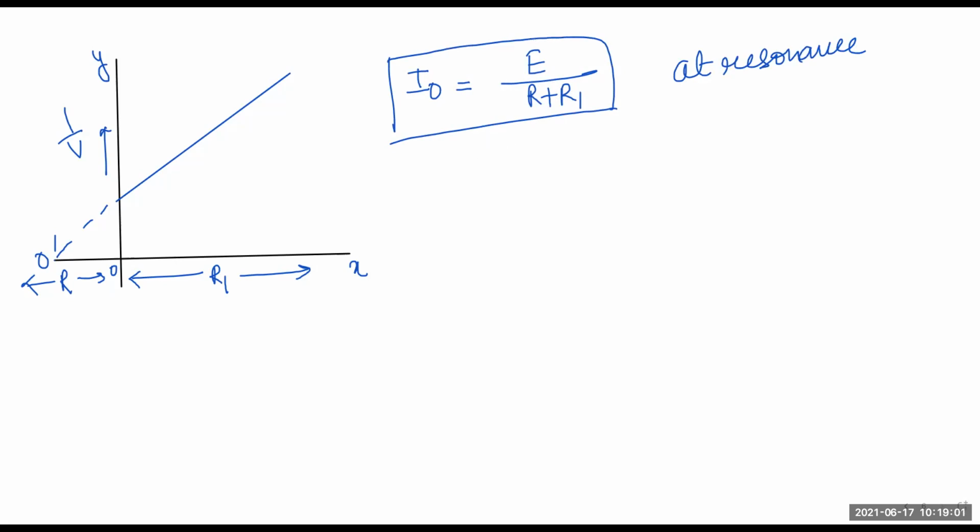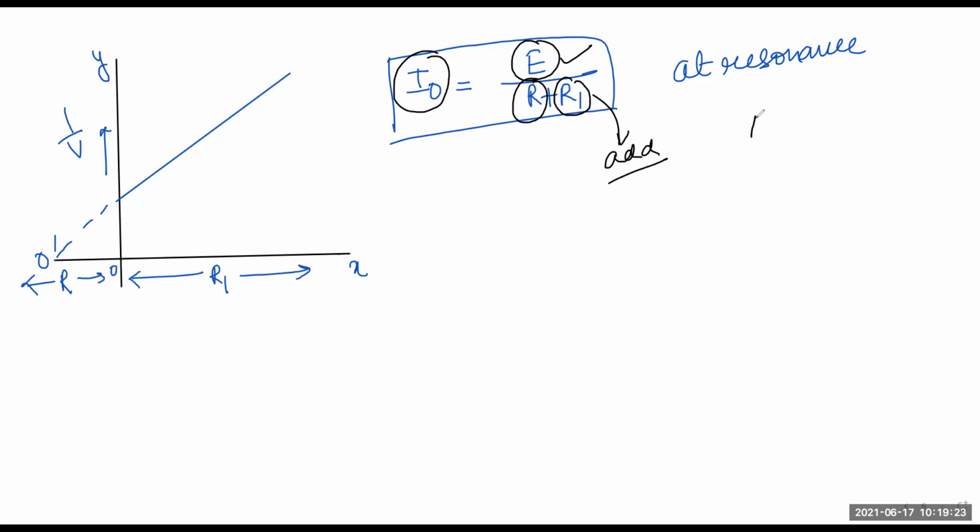First of all, E. E is the EMF induced in the resonance circuit. I0 is the current in the resonance circuit. R is the effective resistance of the resonance circuit. And R1 is the additional resistance, the added resistance which is inserted in the resonance circuit.